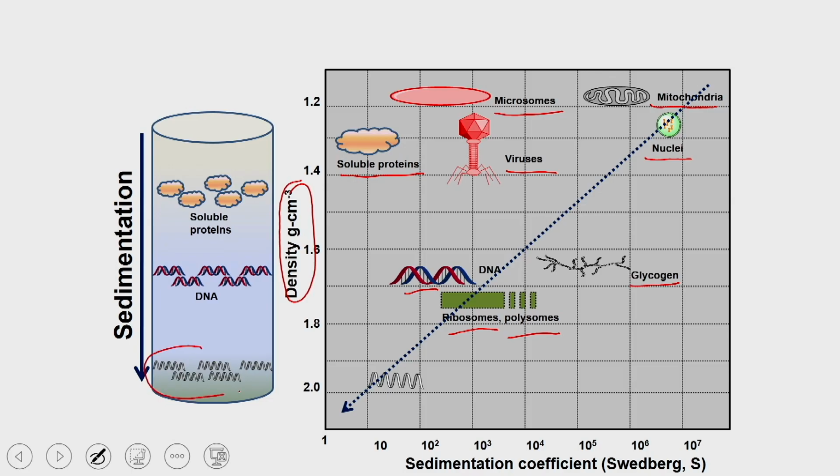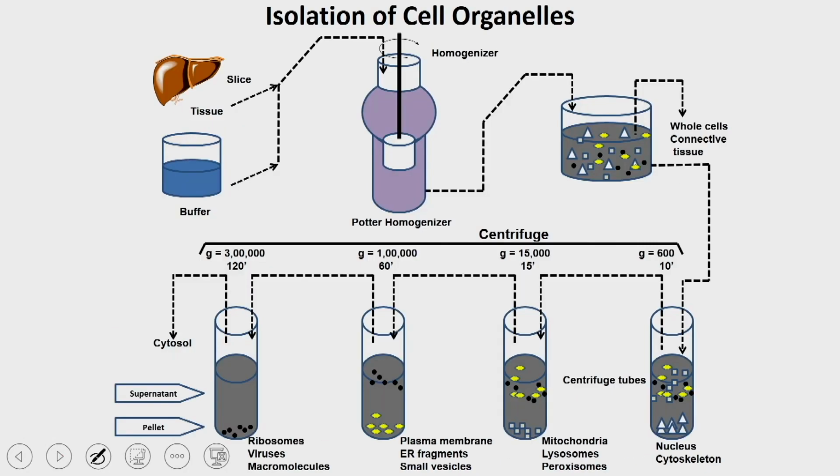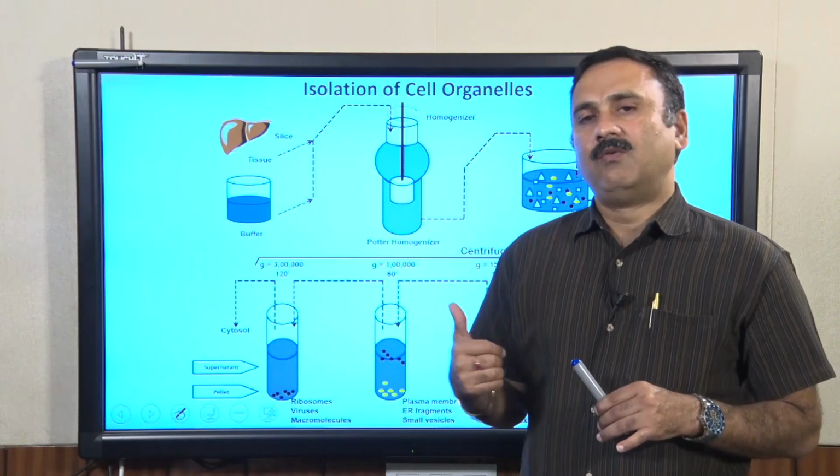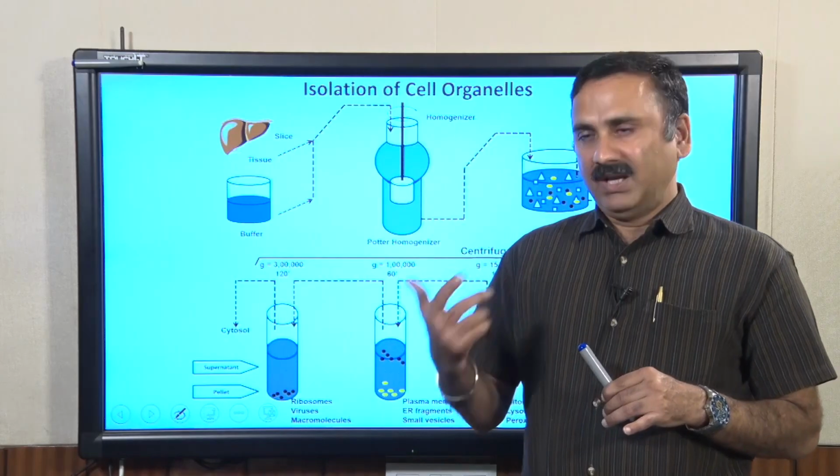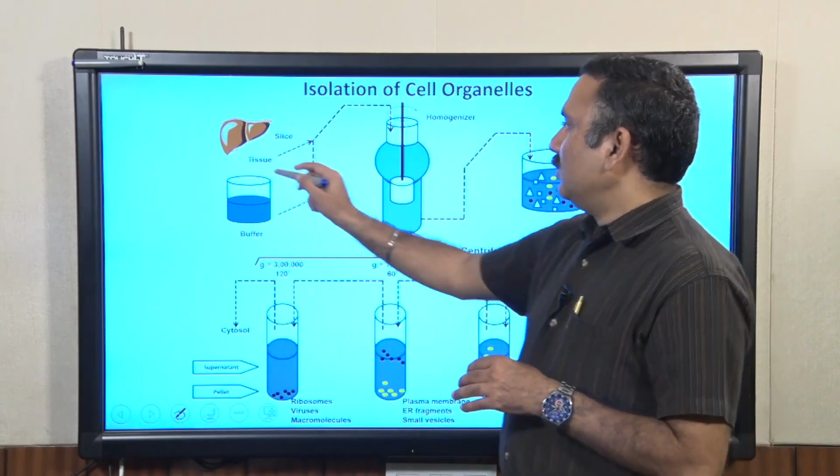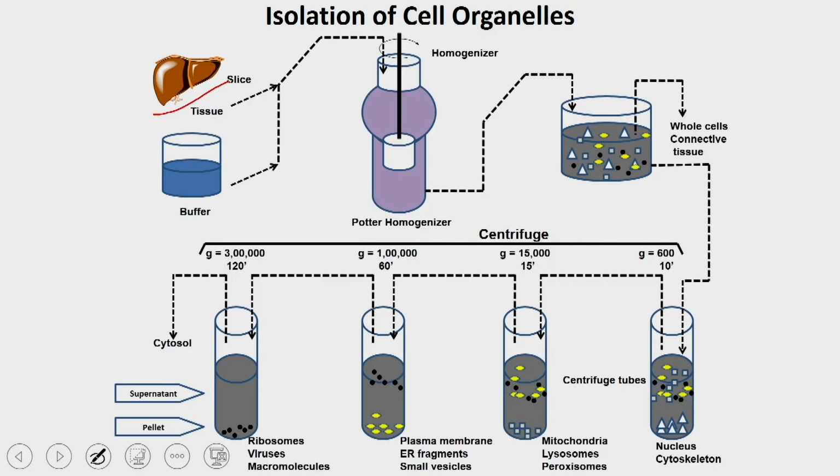So, in the first round this molecule is going to settle down, in the second round the DNA will settle down, and ultimately in the third round the soluble protein is going to settle down. Let us take a real example. Suppose we are isolating the different organelles from the liver. You take a liver from an animal.